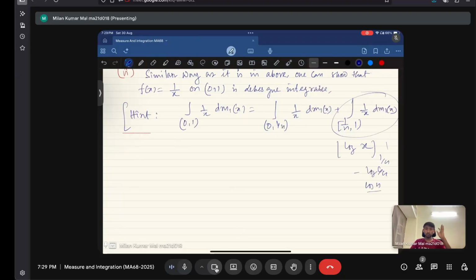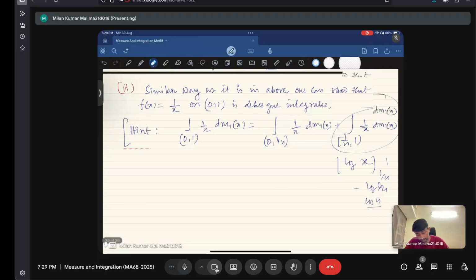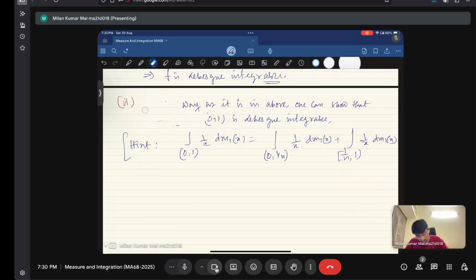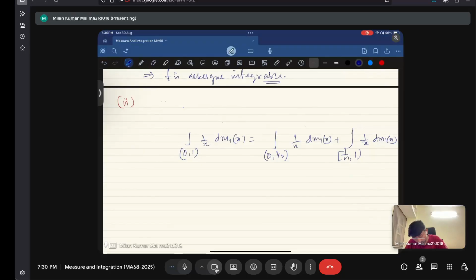Now n tends to infinity. This will be infinity, but integrable? No, this is not finite. This will not be integrable. This will not be integrable. So let me do this. Note that we have this one.